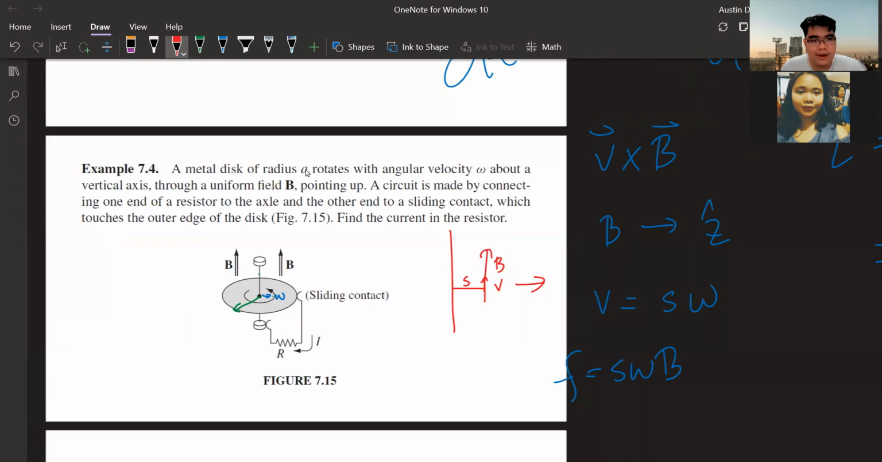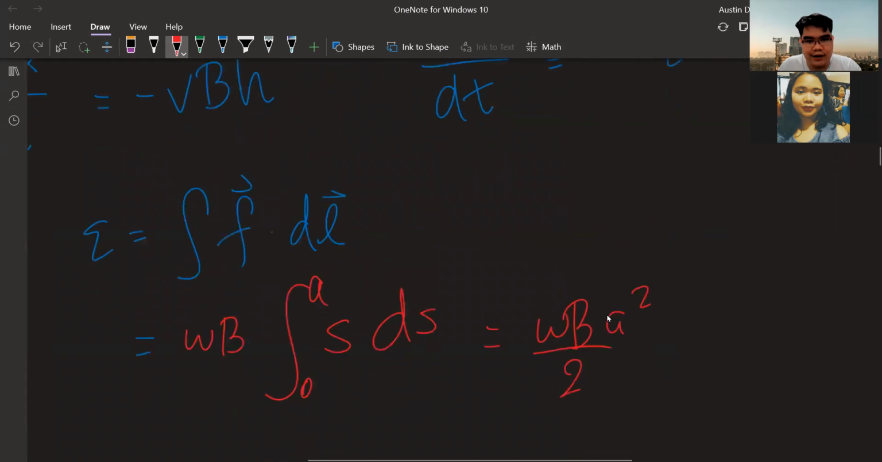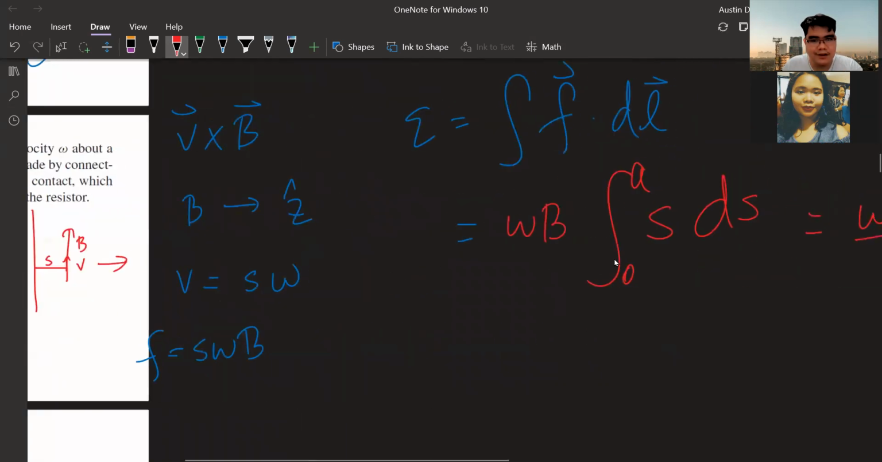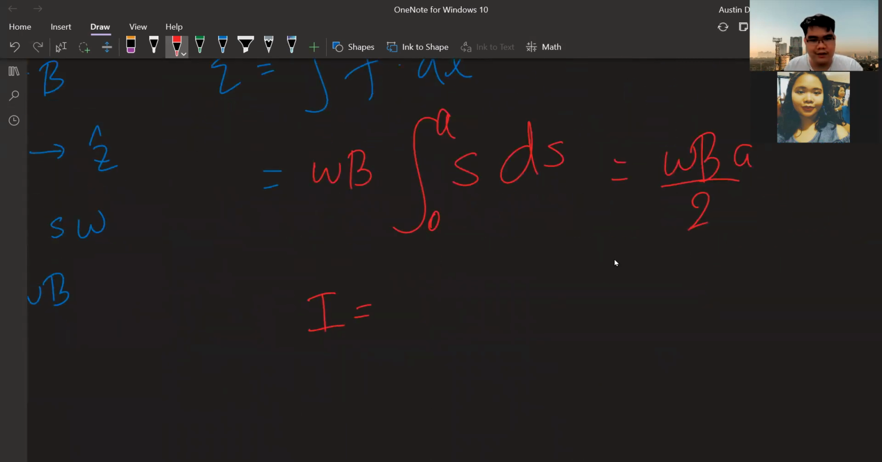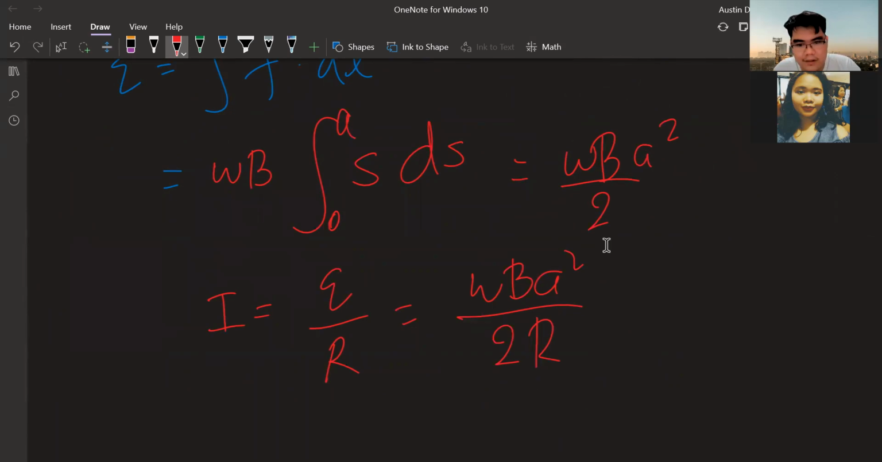So that is 0 to A, kasi radius niya A. Okay, dali, di ba? So this is just omega B A squared, okay, over 2. And what is the current that flows? Ang tanong kasi sa atin, di ba? Find the current in the resistor. The current in the resistor would be the electromotive force divided by the resistance. So omega B A squared over 2R. Okay, dali, di ba?